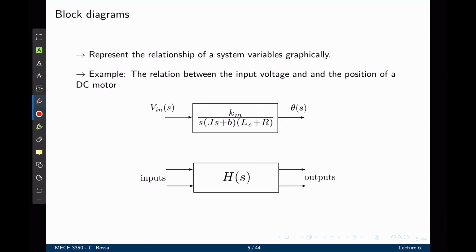A block diagram represents the relation of a system's variables graphically. Here we have the relation between the input voltage and the output position of a DC motor. For a DC motor, the input is Vin, that is the voltage applied to the motor, and the output could be the position. The block diagram, in this case, will then have a transfer function between the output and the input. When Vin is given to that block, that results in an output theta of s. We can also have block diagrams with multiple inputs and outputs. But in the context of this course, we're going to stay with single input, single output block diagrams.